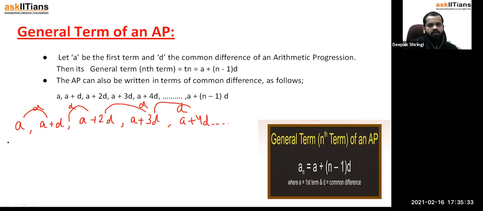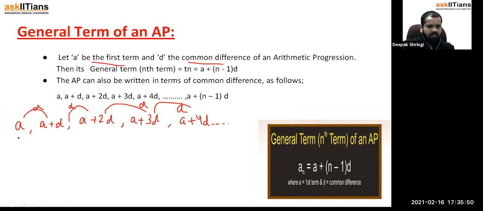So let A be the first term, and D the common difference in an AP. Then the general term an is equal to A plus n minus 1 into D.